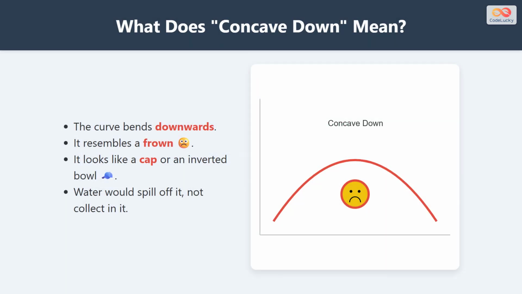First, let's look at the shape. A curve is concave down if it bends downwards, resembling a frown or an inverted bowl. Imagine a cap resting on a table. That is the shape we are looking for. If you poured water onto this curve, it would spill off rather than collect.